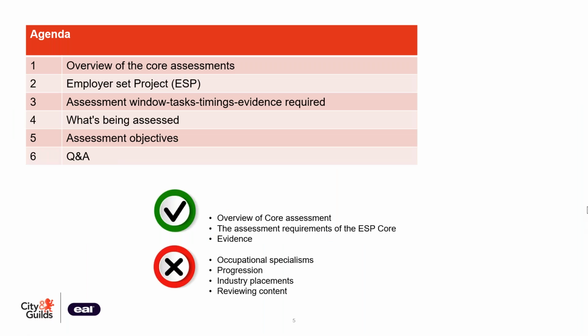So the agenda. What I am covering today is the focus on the Employer Set Project. We're going to be looking at the assessment window, the tasks, the timings, what evidence you need to supply, what's being assessed, and also what's not being assessed. The importance of assessment objectives, and obviously hopefully plenty of time for Q&A. What I won't be able to talk about today are particular occupational specialisms, progression routes, industry placements, and reviewing of any of the particular content.